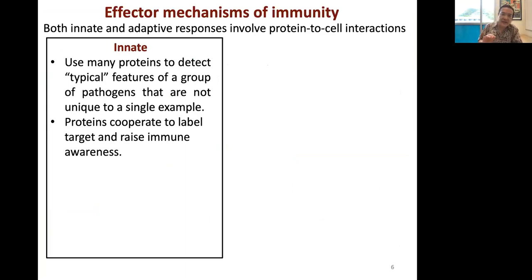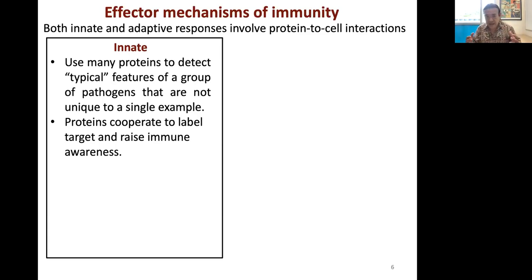So both the innate and adaptive responses, parts of our immune system, involve interactions between proteins and other proteins, right, as a way of communication. And many times we're talking about immune cells that have certain proteins on their surfaces that receive messages from other proteins that are coming in and alerting those immune cells that something is happening. So this is another place we can contrast the innate versus the adaptive side.